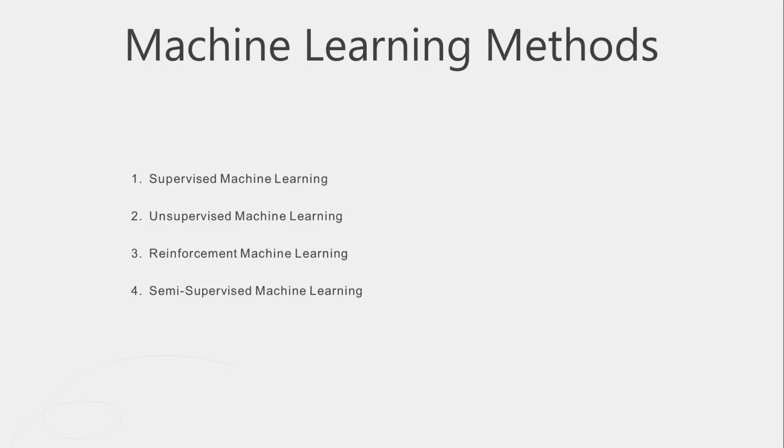There are four categories of machine learning models, and those are supervised, unsupervised, reinforcement, and semi-supervised machine learning. We will discuss each of them in the following slides.